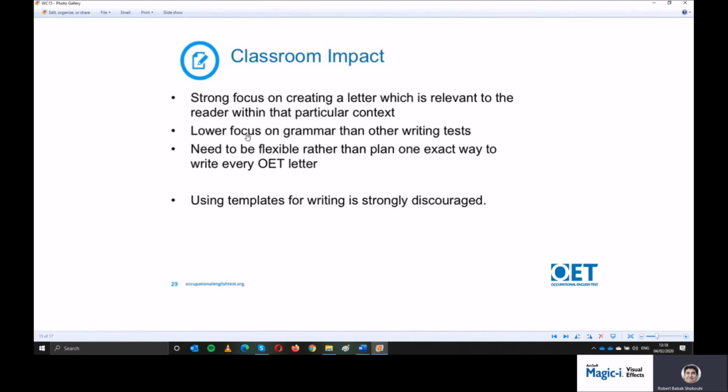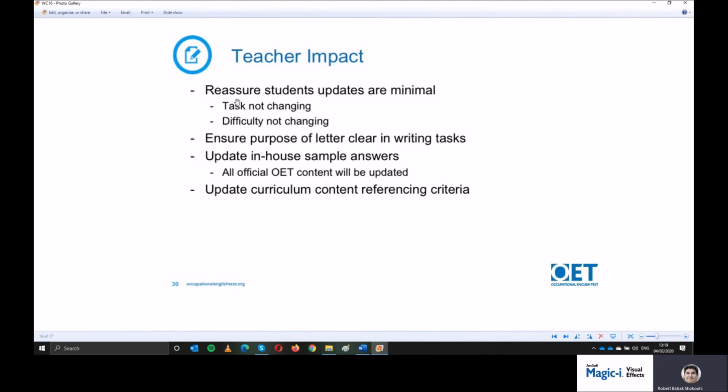There is lower focus on grammar than other writing tests, obviously. There's not much focus on grammar. You need to be flexible rather than plan one exact way to write every OET letter. Flexible, and that's what we want. Using templates for writing is strongly discouraged. Strongly discouraged is just one step weaker than forbidden. So it's nearly forbidden. It means don't do this. If you use templates, you will lose marks.